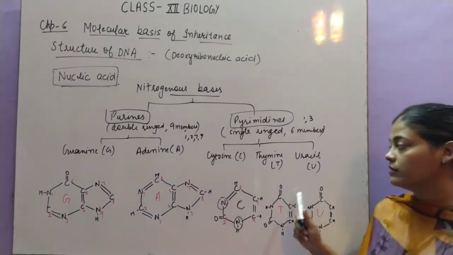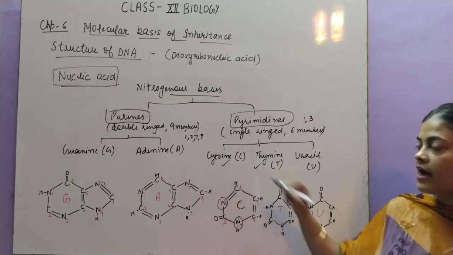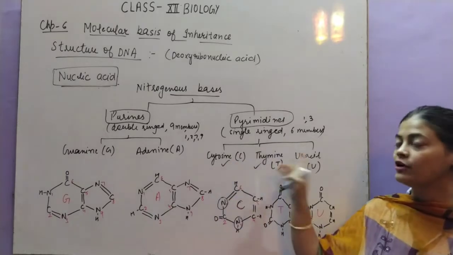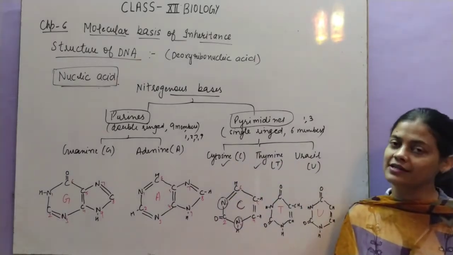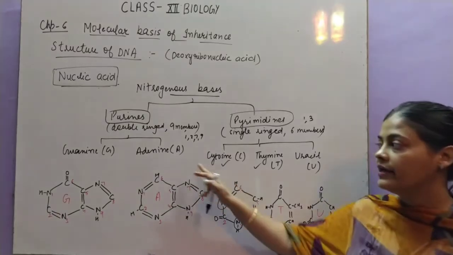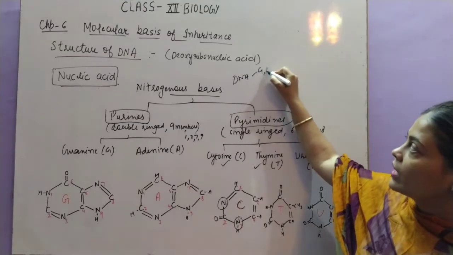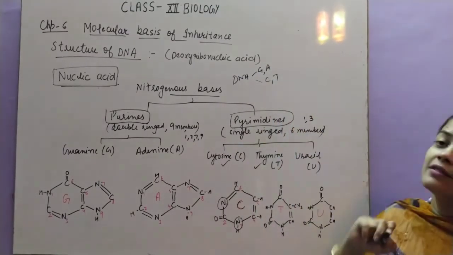And one more important point is that in DNA, 2 purines and 2 pyrimidines will be present. 4 nitrogenous bases are there in nucleic acid, either it is DNA or RNA. In DNA which ones are there? Purines are guanine and adenine, and pyrimidines are cytosine and thiamine.